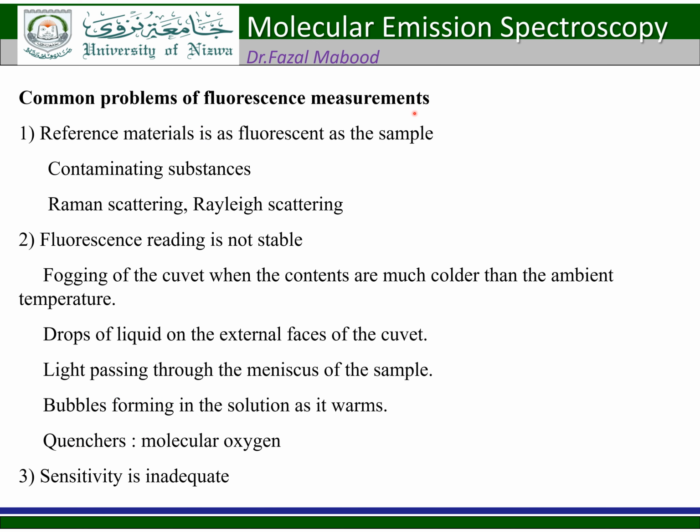Common problems of fluorescence measurements. Reference material is a fluorescence as the sample. Contaminating substance, Raman scattering, Rayleigh scattering. Fluorescence reading is not stable. Fogging of the cuvette when the contents are much colder than the ambient temperature. Drops of liquid on the external faces of the cuvette. Light passing through the meniscus of the sample. Bubbles forming in the solution as it is warm. Quencher, molecular oxygen, sensitivity is inadequate.